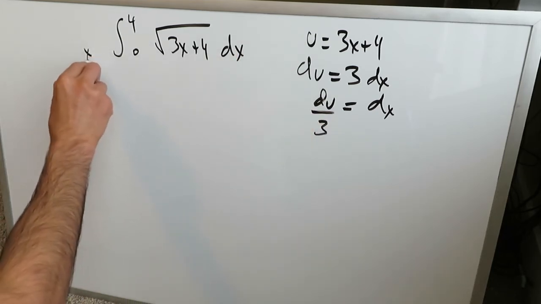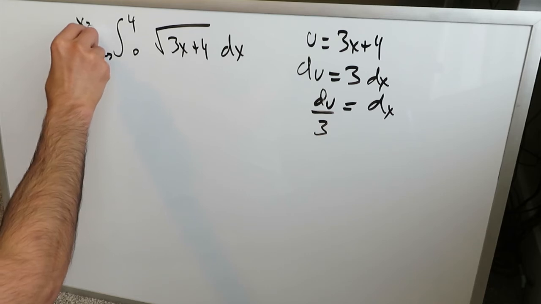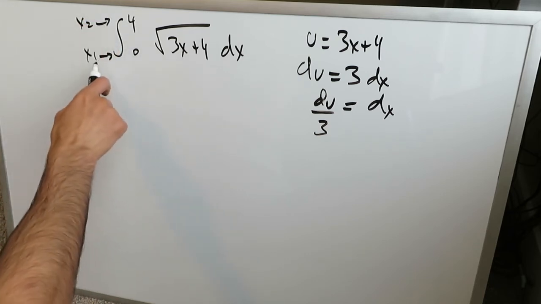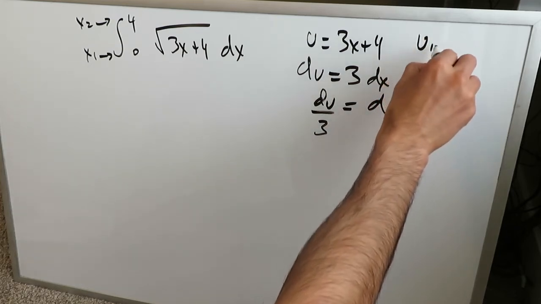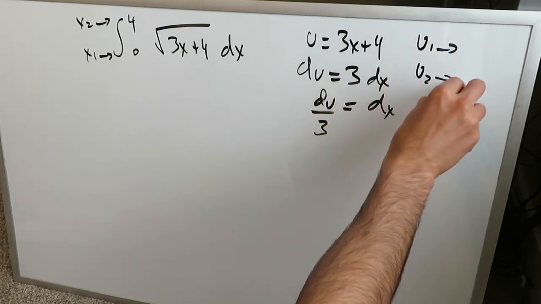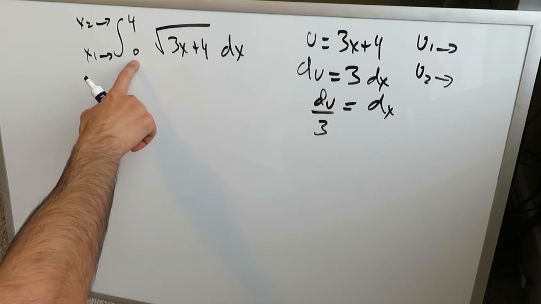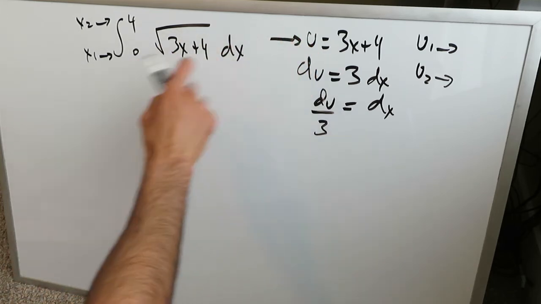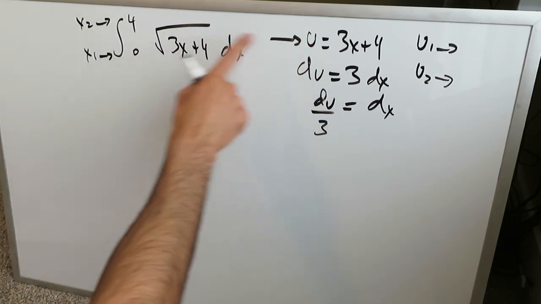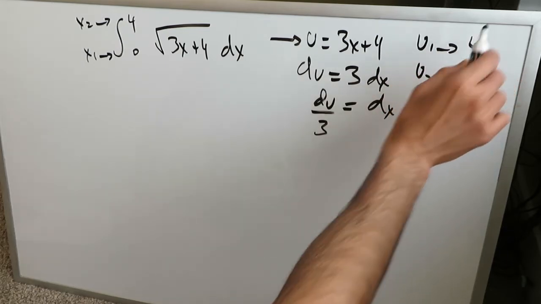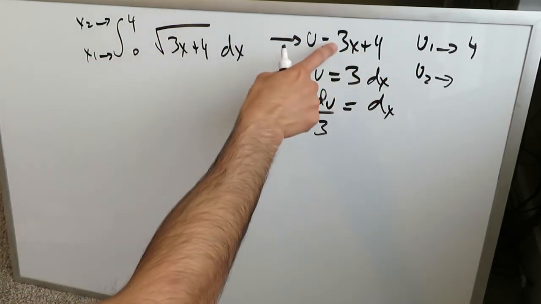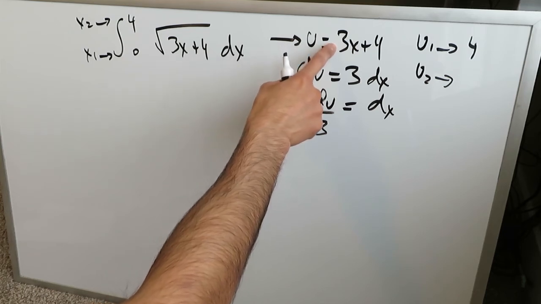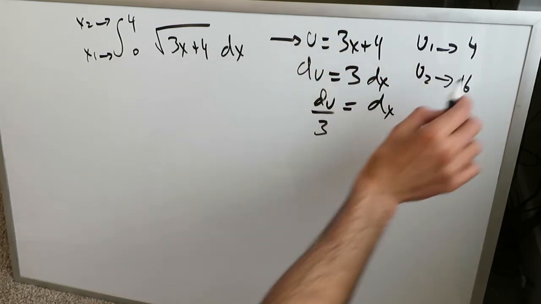This represented your x1 value and this represented your x2 value, but your x1 and x2 values will change as a result of the substitution. Now you're aiming for a u1 value and a u2 value, and you can easily get that by substituting into this equation the 0 and the 4. If you plug the 0 in here, you get a 4 as your lower limit, because 3 times 0 plus 4 is a 4. You plug 4 in this equation right here, you get 3 times 4 is a 12 plus 4, that's a 16 for your upper limit.